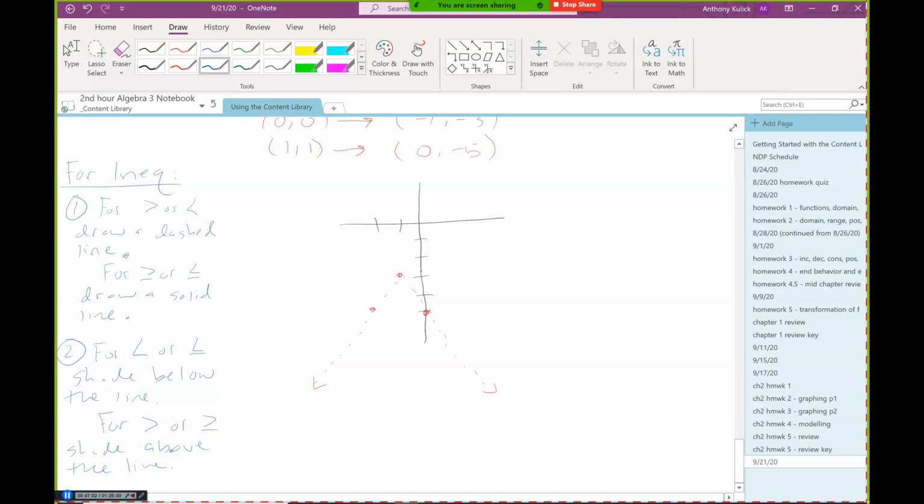So for a less than or a less than or equal to, we're going to shade below the line. And for a greater than or equal to, we're going to shade above the line. So this example was a greater than. So the shading I'm going to do is above the line. So I'd be shading like this part of my graph. Is everybody okay with that?